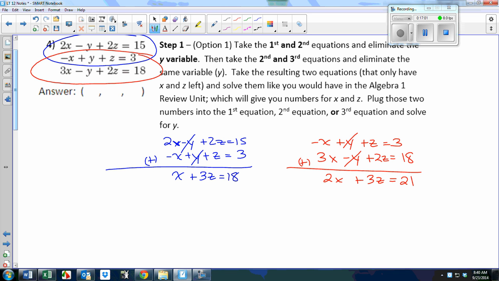I like elimination. You could be using substitution right here. You could use substitution even in the first step. You can solve these so many different ways. This is just one option, okay?